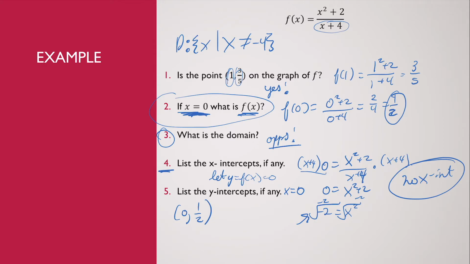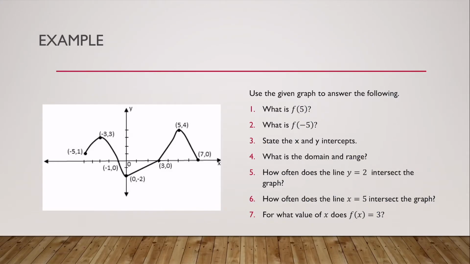So, food for thought. You can also be given a picture of a graph. Look at this beautiful graph. We've been on the internet, now we're great friends. Okay, so let's use this graph to answer the following. What is f of 5? That's saying, what is the y value when x is 5? Well, when x is 5, y is 4. So what is f of negative 5? Well, when x is negative 5, y is 1.